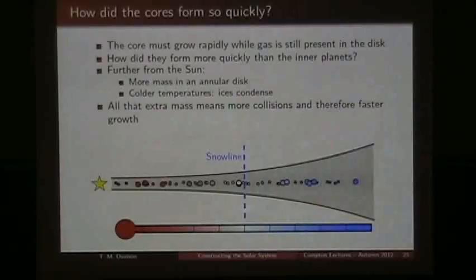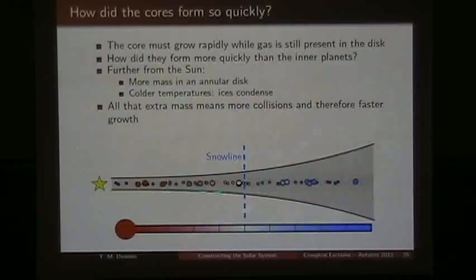But why did the core form so much more quickly for these outer planets than it did for the inner planets? Well, the answer there is there are two reasons, really. First of all, we're so much further from the sun, the disk has a lot more mass in a given annulus around the sun. In a given ring, there's more mass to be accumulated into planets.